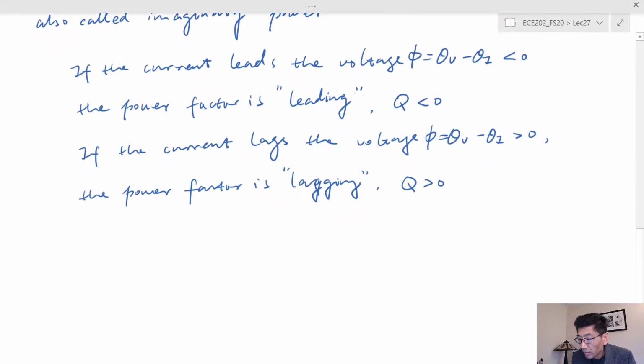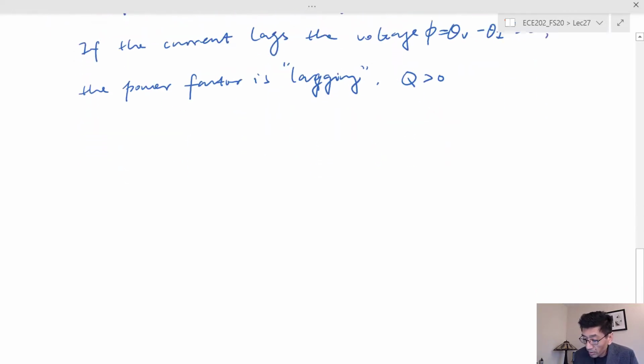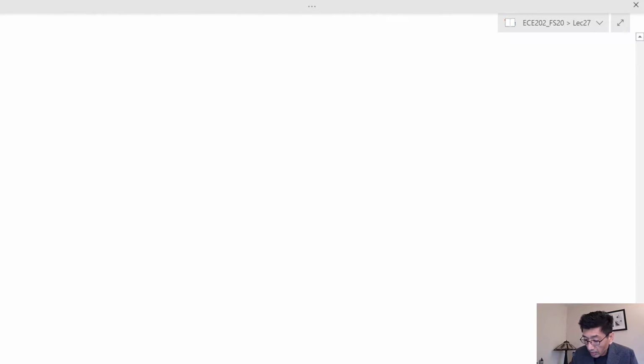And in the actual world, in the practical world, most of the loads are inductive, and the Q is positive, or we have a lagging power factor, especially if you have transformers and electric machines, stuff like that. I think that's the concept. Let's just look at an example, just to see how we can calculate.